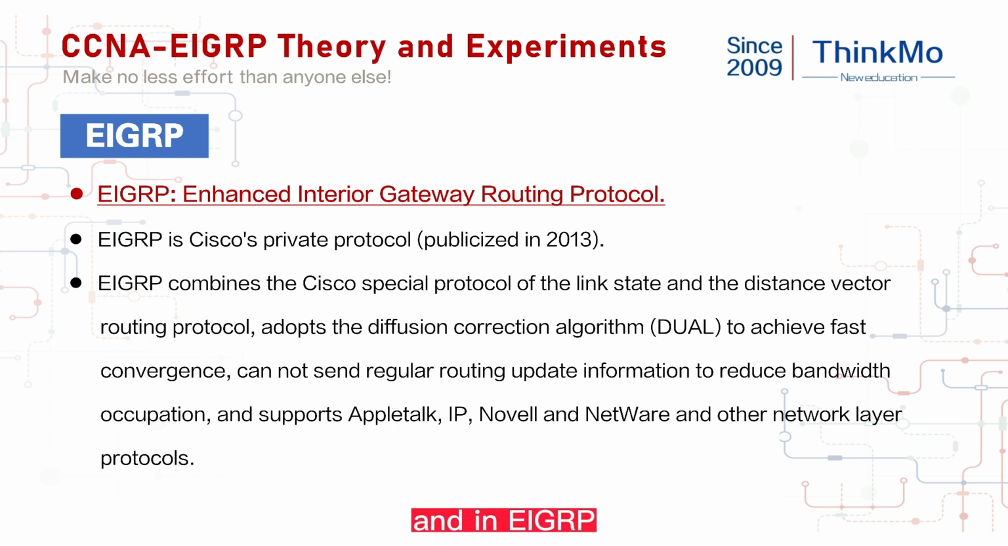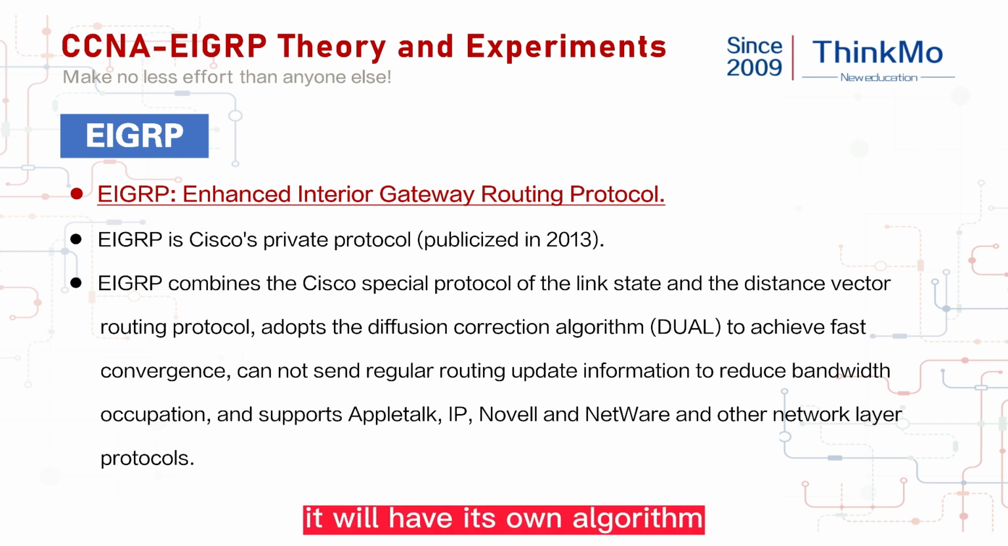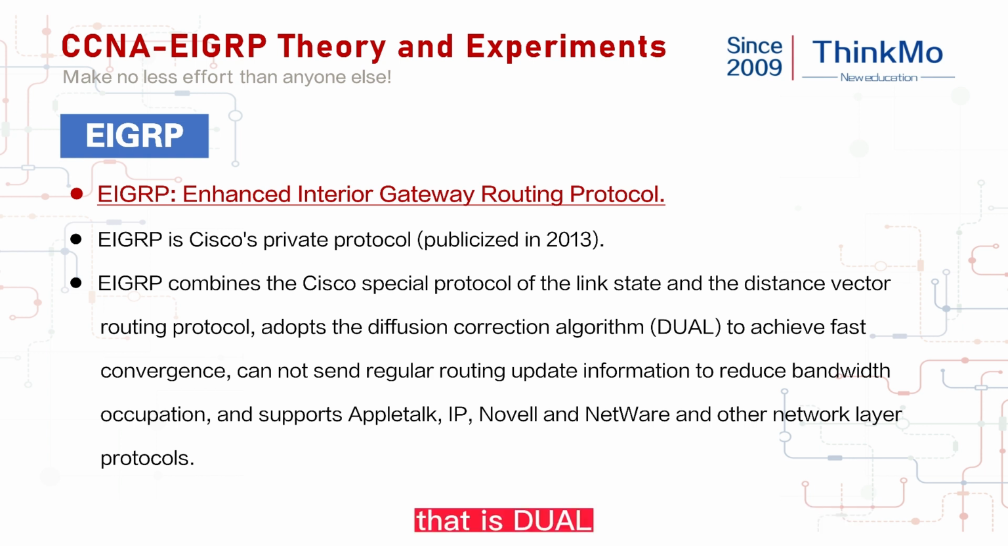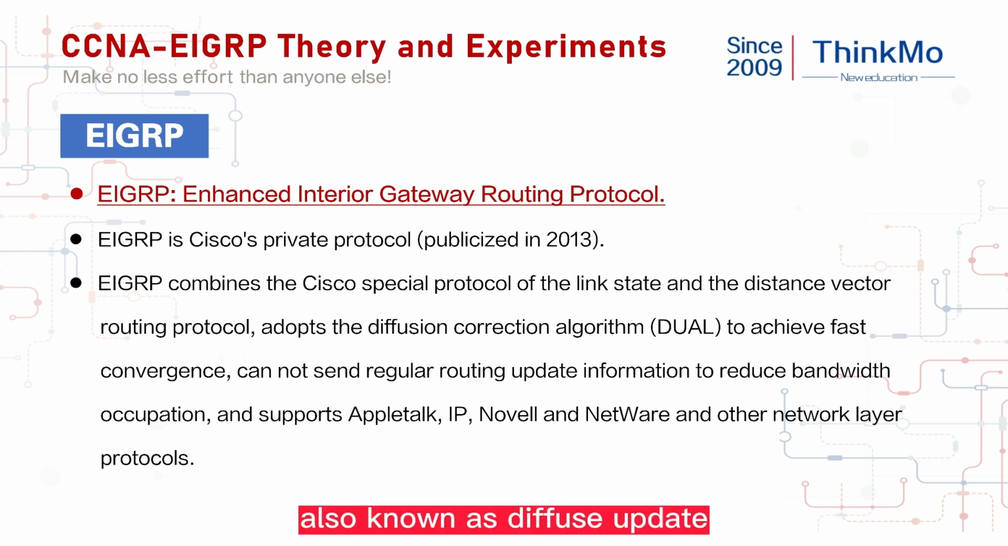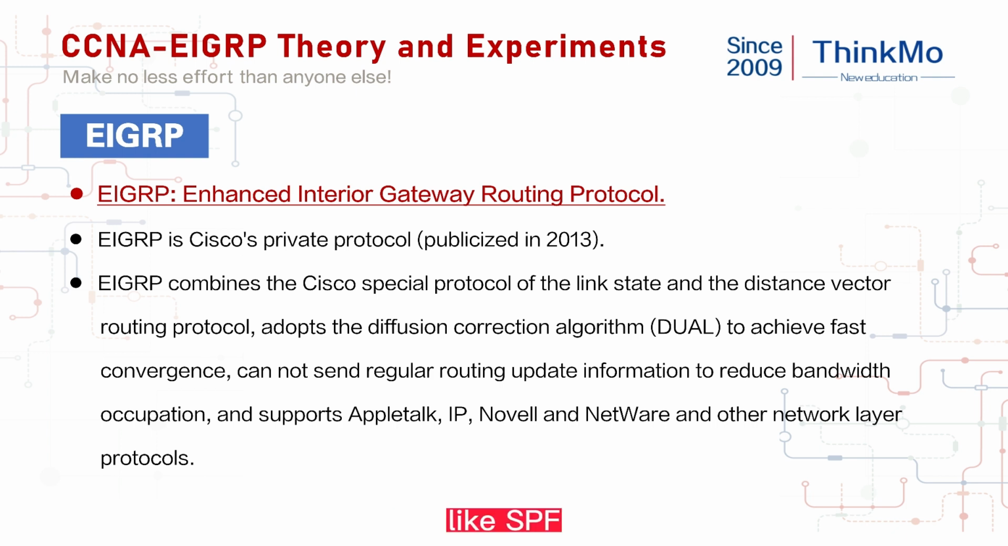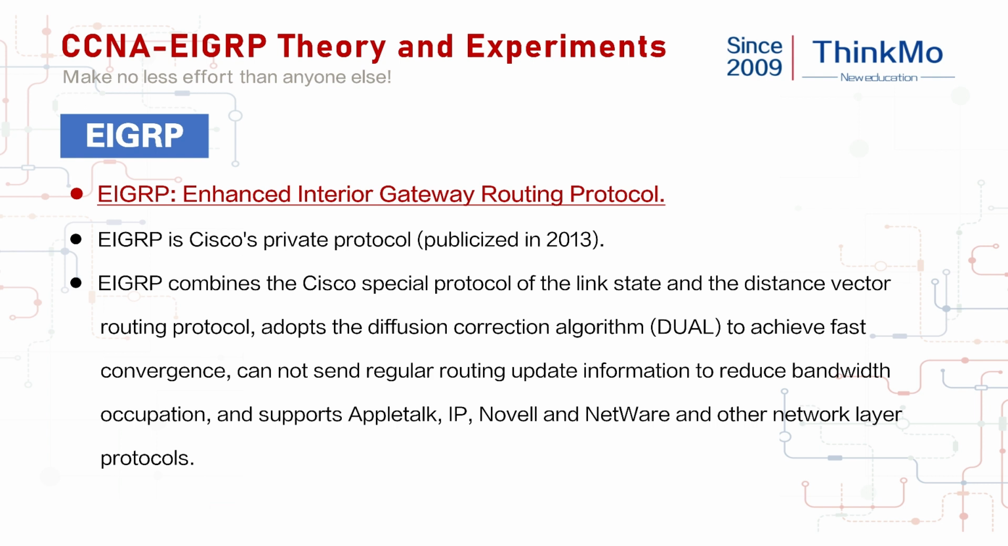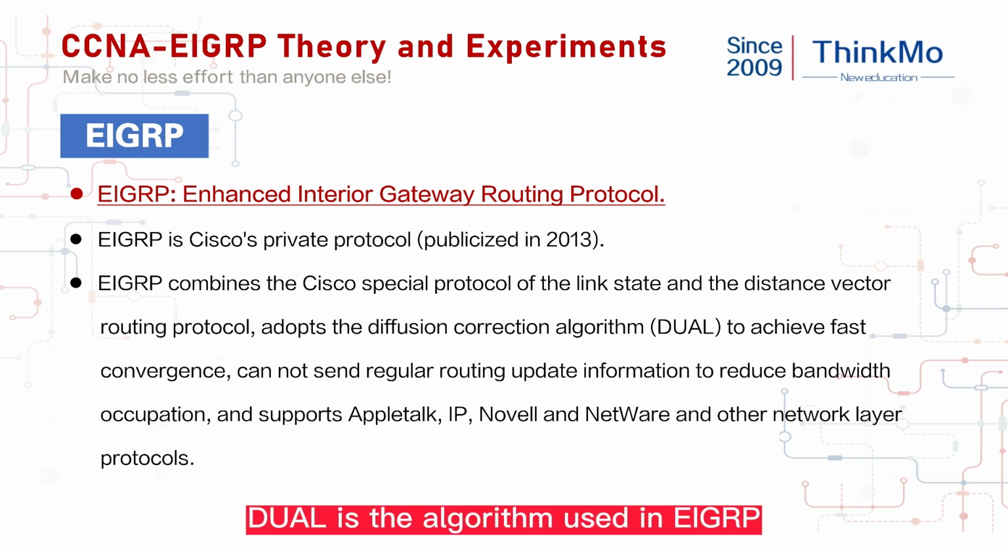And in EIGRP, it will have its own algorithm. This algorithm is called the diffusion correction algorithm, that is DUAL, also known as diffusing update. Well, I just told you, like SPF, it is the algorithm used by OSPF and ISIS. DUAL is the algorithm used in EIGRP. We will also talk about the specific content of this algorithm today, including how to judge distance vector routing protocol and link state routing protocols.